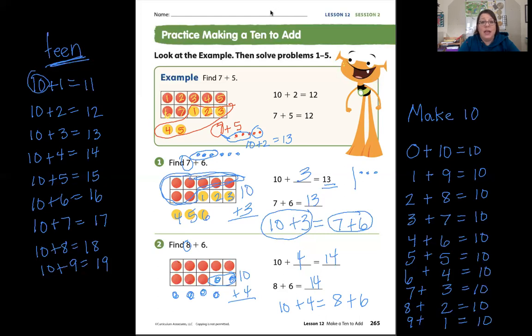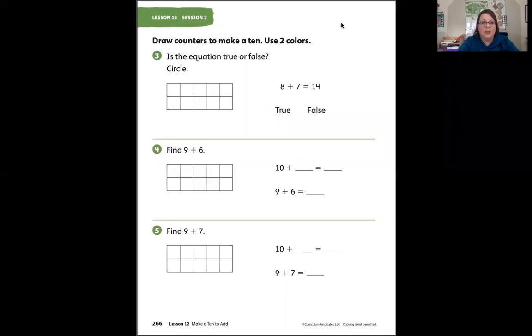Okay, so now we're going to go over to page 266. It says draw counters to make a 10. Use 2 colors. Is the equation true, which means it is equal on both sides, or is it false, which means they are not equal on both sides of the equation?